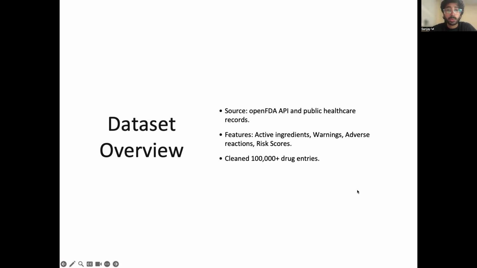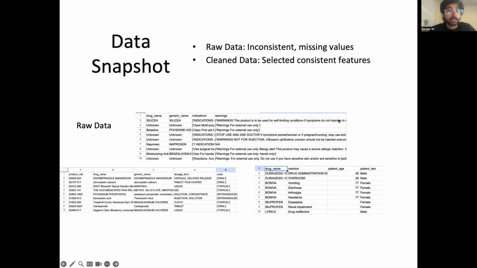So we got this data from a website called OpenFDA, the Open Federal Drug Administration's website. So using an API call, we got the data, and the main features of this particular data set are active ingredients for each drug, warnings for the drugs, and then their adverse reactions, and then finally risk score. So these are some main features that we used, and then we cleaned over 100,000 plus drug entries. So this is a big data set. And this is a snapshot of the raw data.